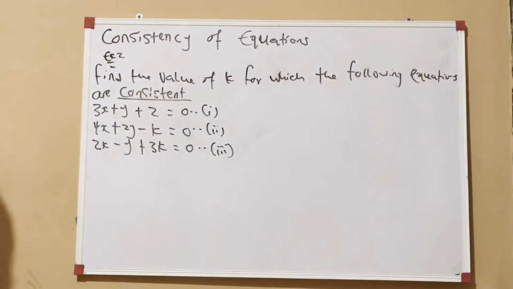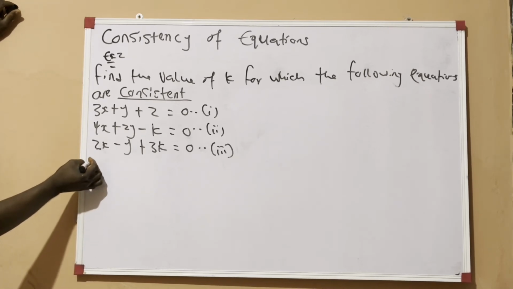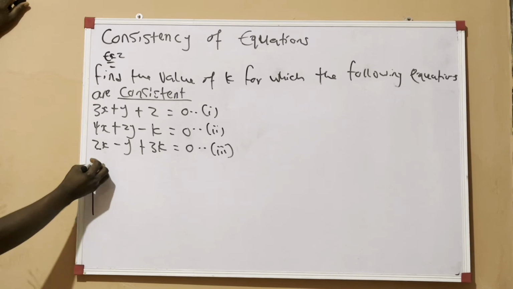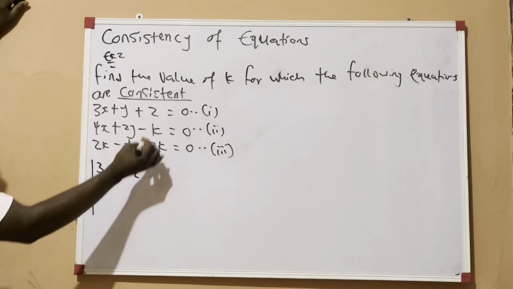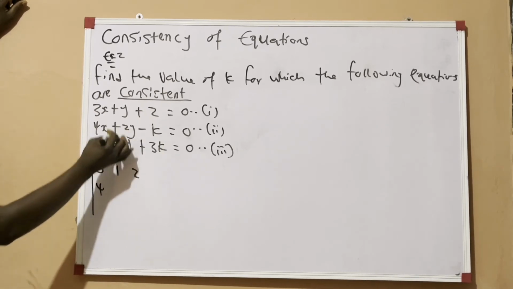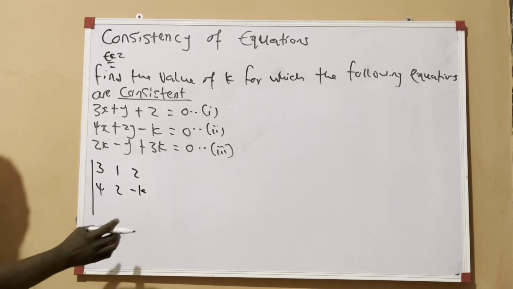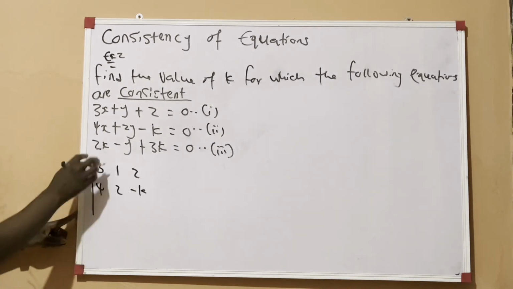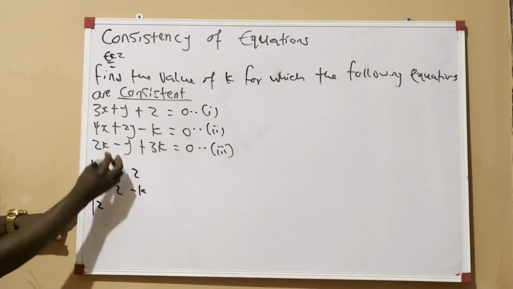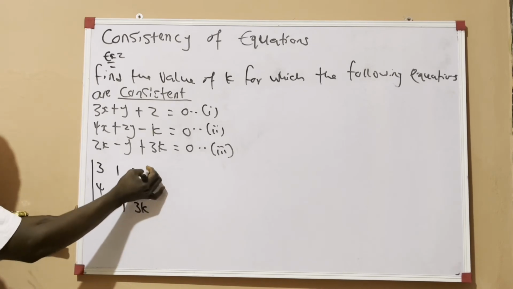First of all, this is what we are going to do. Let us represent this equation now in matrix form. We have this, okay? Now we have 3, we have a positive 1, we have a positive 2, and then we have 4, we have a positive 2, here we have minus k. Now the reason why I'm including minus k here is because we are told to find the value of k, don't forget that. So here becomes a positive 2, here becomes a negative 1, and here becomes a positive 3k.